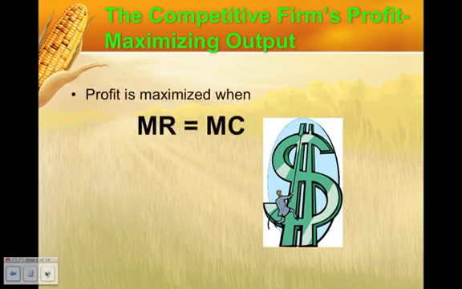One of the learning targets was how to determine the quantity, and that's going to be where MR equals MC. That's a really important concept here. When marginal revenue equals marginal cost, that's when profits are going to be maximized. That is called the price-taking firm's optimal output rule, and that's where they're always going to be looking to produce.